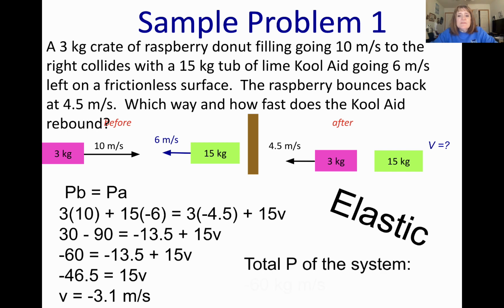The total momentum in this system is a negative 60 kilogram meters per second, found in the before when we knew all of our information.